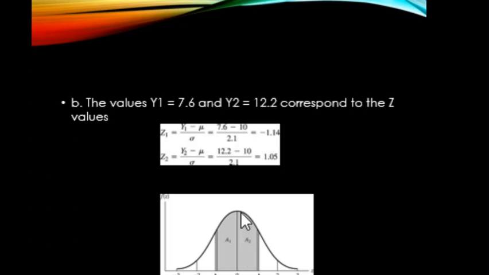Now think about this. The table gives us this piece. If we look up 1.05, this piece will be A2. For this side, the table doesn't have negative values, but we know that if we look up 1.14 from the table, it should be the same area because it's symmetric. So we have to find two probabilities from the table, one corresponding to 1.05, which is this, and the other corresponding to 1.14, which would be the same as A1. A1 plus A2, these two combined, will be our probability that y is between 7.6 and 12.2. This will be much easier than trying to integrate that function; we can use the table.